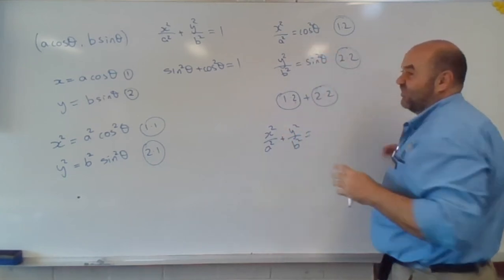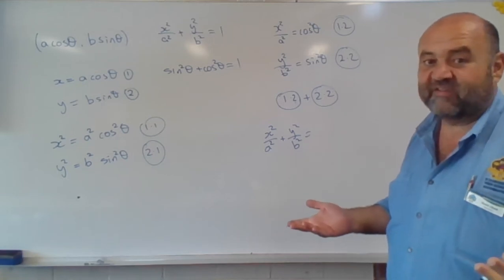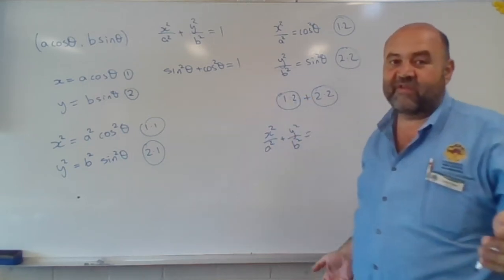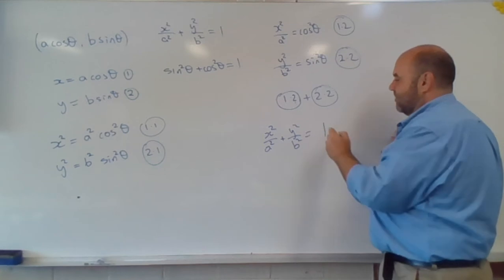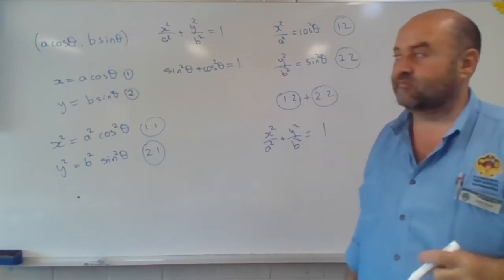Equals sine squared theta plus cos squared theta. But what's sine squared theta plus cos squared theta? According to the Pythagorean identity, it's 1. And that's what we had to prove.